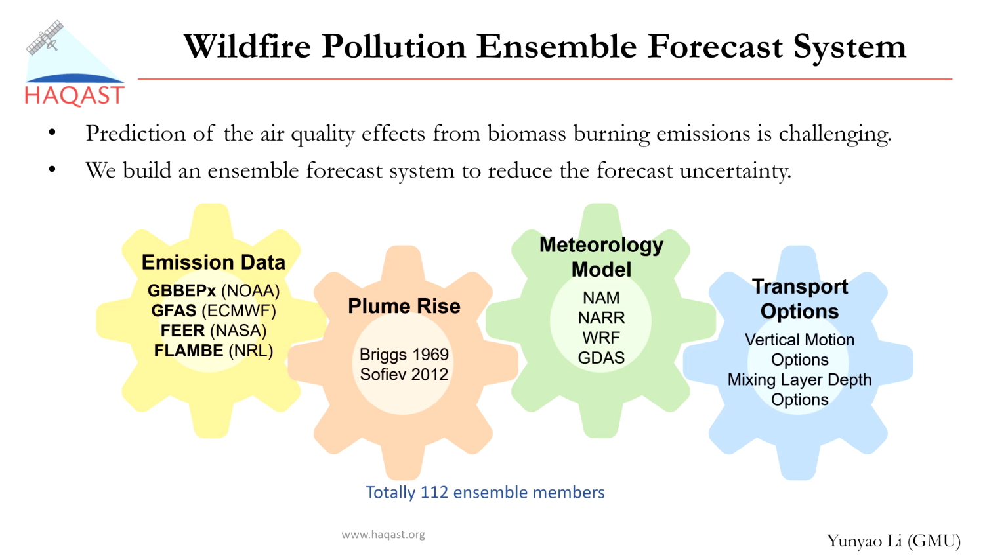Prediction of air quality effects from biomass burning emission is challenging. So we built an ensemble forecast system to reduce the forecast uncertainty. In this system, we include the fire emission products from 4 different institutes. Furthermore, we include 2 polymerization schemes and meteorology outputs from 4 widely used models. Also, we tried different options related to pollution transport. Totally, we have 112 ensemble members.